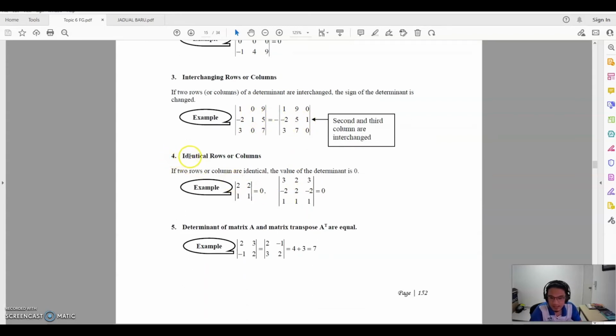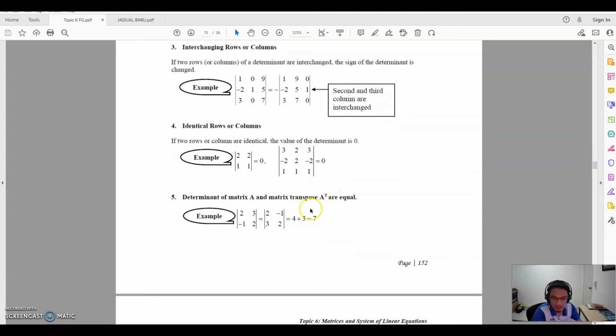Okay, then number 4, identical rows or columns. If two rows or columns are identical, the value of the determinant is equal to 0. Okay, for the given example, this is a 2 by 2 matrix. The element in the first column and the second column is identical. So then the determinant will be equal to 0. Then for the right example, the first and the third column are identical in terms of their elements. So then we have a determinant that is equal to 0.